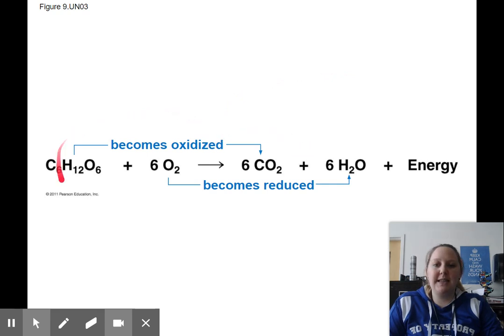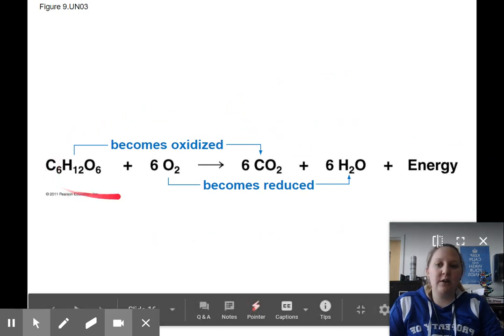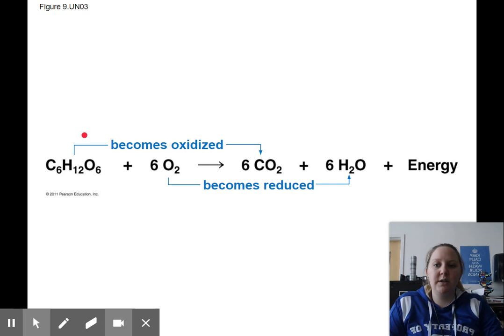So this is that redox reaction using our cellular respiration reaction. Our glucose sugar becomes oxidized into 6 molecules of carbon dioxide, and our oxygen gets reduced to 6 molecules of water.